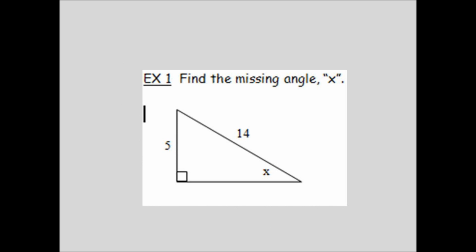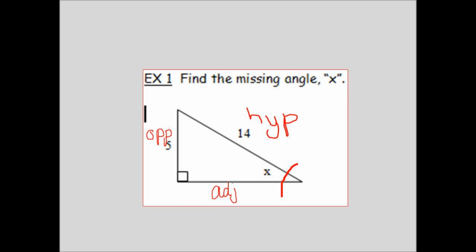Okay, so for example number 1, it says find the missing angle of x. The first thing we need to do is label our hypotenuse, and I marked the angle first. So then I'm going to go ahead and label each side. The hypotenuse is the side that has a value of 14, and remember it's always across from your 90 degrees. And your opposite side is the one that's marked with number 5. Go ahead and circle the two side values that we have. We have the opposite and the hypotenuse. We're not using the adjacent, so I'm going to go ahead and mark it out.